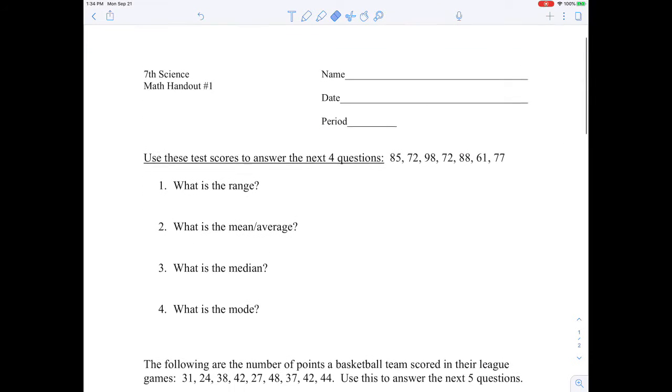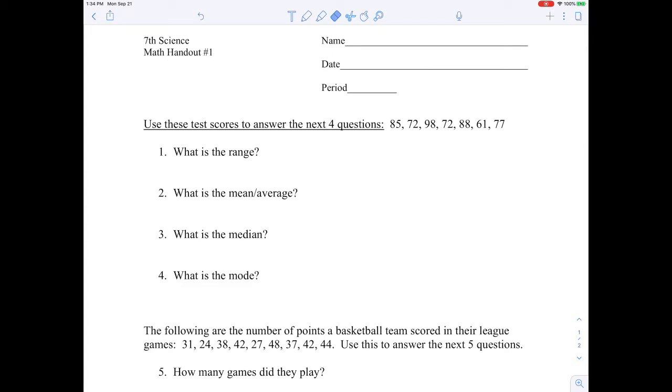Here is just a quick tutorial in case you were having trouble with the range, mean, median, or mode. And this is from math handout number 1. So let's just go through this real quick.